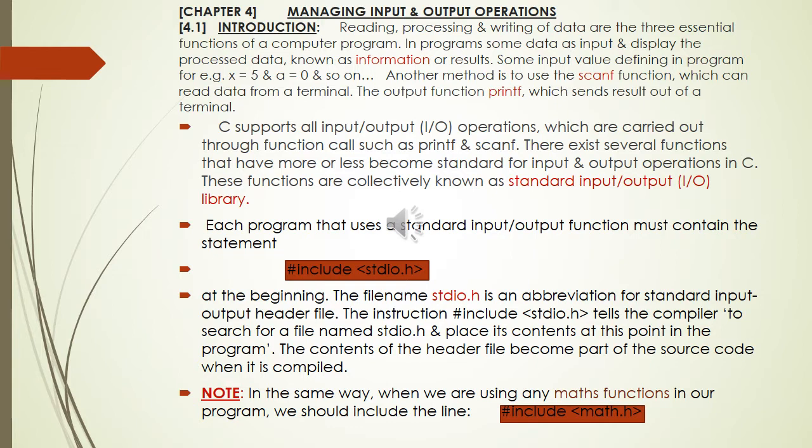The file name stdio.h is an abbreviation for standard input-output header file. The instruction #include stdio.h tells the compiler to search for a file name stdio.h and place its content at this point in the program. The contents of the header file become part of the source code when it is compiled. In the same way, when we are using any math function in our program, we should include the line #include math.h, like sine function, cos function, like that.